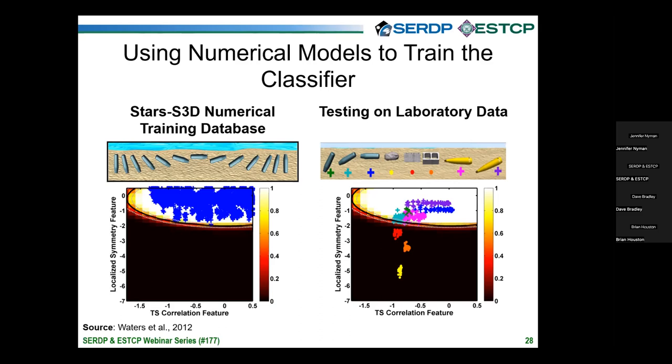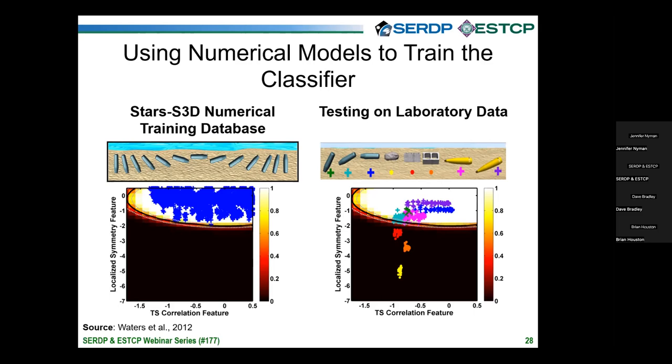In addition, we found that when we started using classifier mathematics applied to these databases, the UXO and the pieces of clutter that we had selected to study separated quite nicely. There are two plots here.